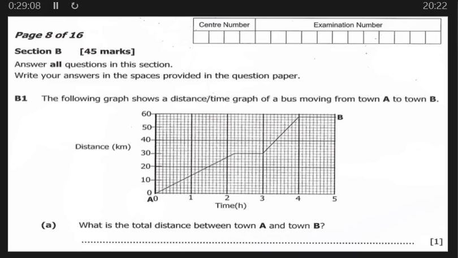What you should know is that the vertical axis here represents distance, and the horizontal axis represents time. All right, so the point at which this graph ends marks the end of the journey. That also simply means the total distance. So if we stretch a line from here to where distance is, counting 50, 52, 54, 56, 58, the total distance between town A and town B is 58. All right, so let's go to the next question.